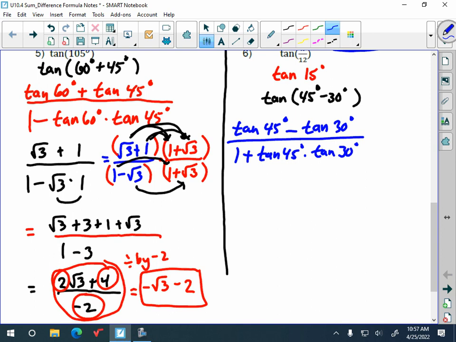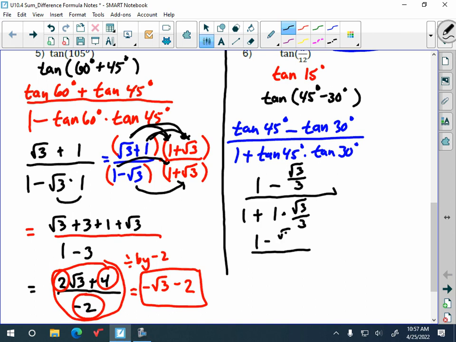All right, so now we just simplify using the unit circle. Tangent 45 is 1. Tangent 30 is root 3 over 3. And then divided by 1 plus tangent 45 is 1 again, times tangent 30 is root 3 over 3 again. So this is 1 minus root 3 over 3 divided by 1 plus root 3 over 3.